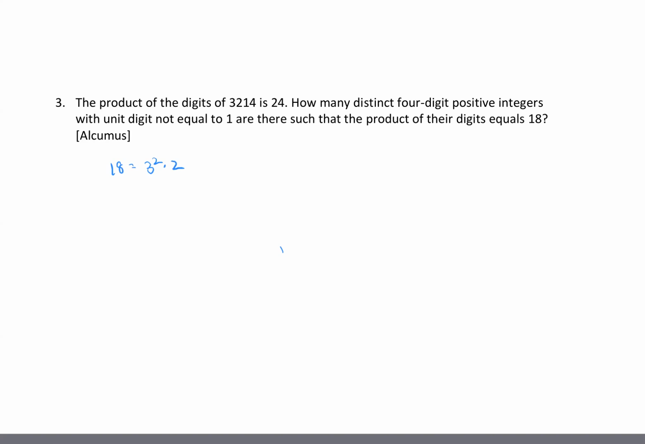So then we want all the cases where the 4 digits multiply to 18. So we can have case 1 is 1, 1, 2, and 9, right? And then the number of ways to order this is 4 factorial over 2, because we can order it in 4 factorial ways, but then we have to divide by 2 because 2 of the digits are the same. So this is 12. And then case 2, we can have 1, 1, 3, and 6. And then again, this is the same number, so it would be 12 ways.